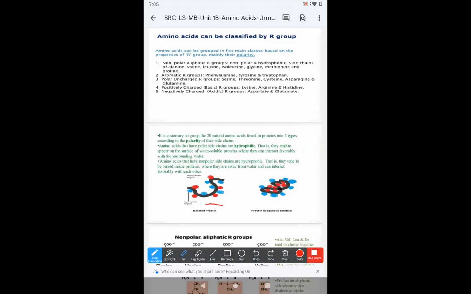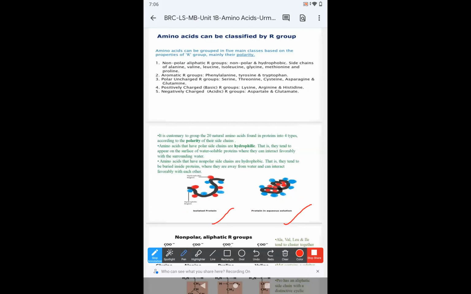See, this is the structure of an isolated protein. That protein will have both hydrophobic and hydrophilic regions. In aqueous solution, what happens? Hydrophilic regions are present toward the water, at the periphery, and the hydrophobic regions are present in the inner regions. So in aqueous solution, hydrophilic regions are exposed and hydrophobic regions are inside. These are the two conditions in proteins.